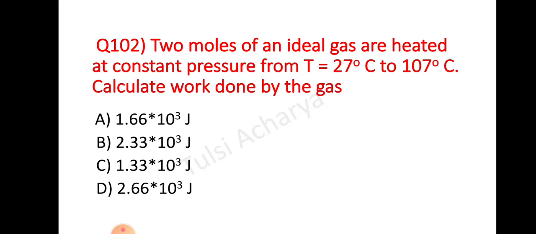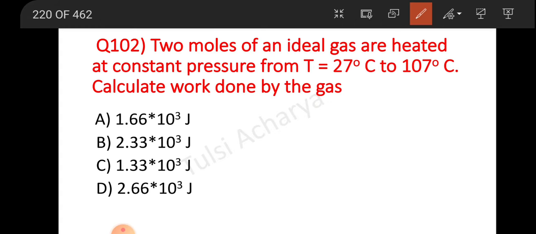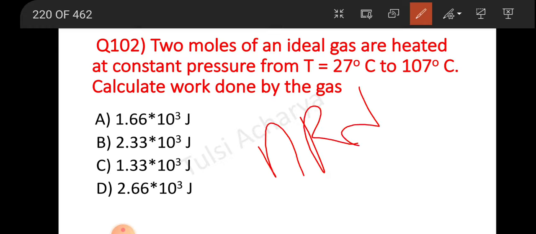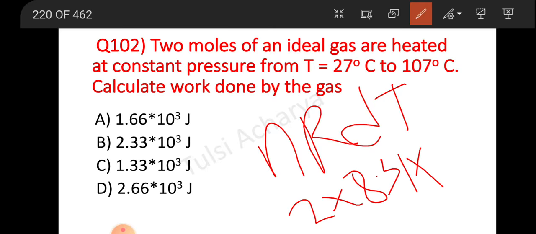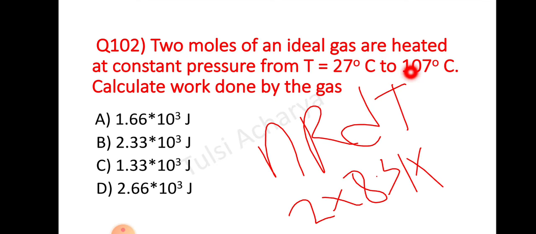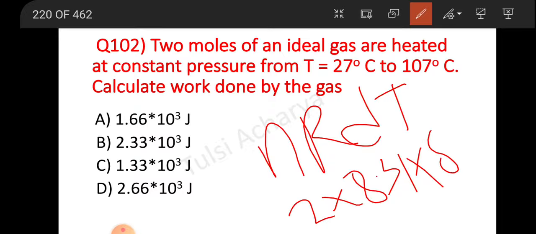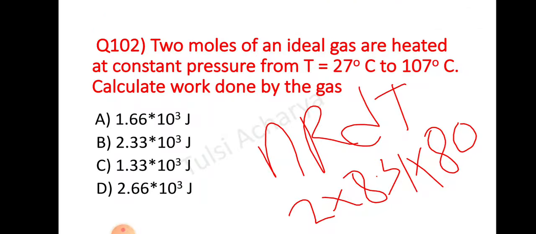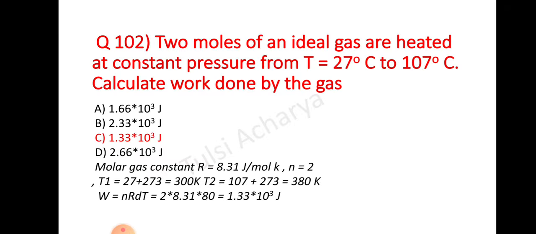Now let's move to question number 102. 2 mole of an ideal gas are heated at a constant pressure from 27 degrees centigrade to 107 degrees centigrade. Calculate the work done by the gas. In this case, work done is given by nR dT. Our n is 2 mole and R is 8.31, we already know, and dT is change in temperature. If we subtract the second temperature from the first temperature, we get change in temperature, or we can convert the first temperature to Kelvin and the second temperature to Kelvin. After converting them to Kelvin, we can again subtract and we get the same difference in temperature. After solving this, we get 1.33 into 10 to the power 3 joule, that is option choice C.